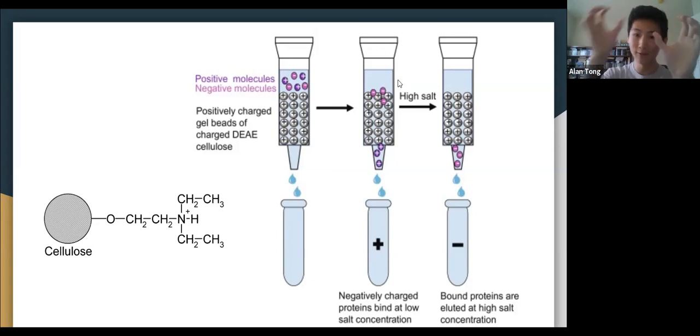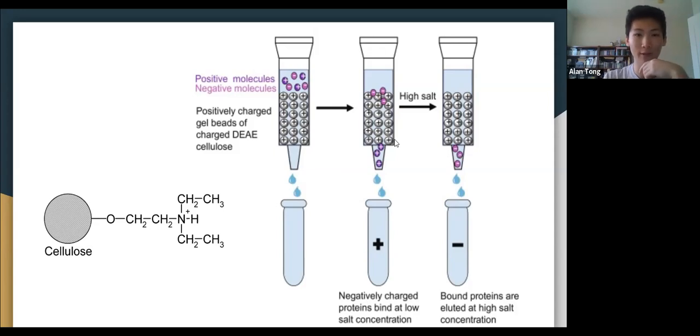Let me repeat that. If your salt, the anion, the negatively charged particle of the salt, binds to the cellulose more tightly than your protein of interest, then it's going to outcompete that protein, and your protein is going to flow through. Does that make sense? It's a competition, right? Which one's more likely to be hindered, stuck by these positive resins? Well, it's probably going to be the salt, because the salt is a full negative charge, and the proteins are going to be eluted through.